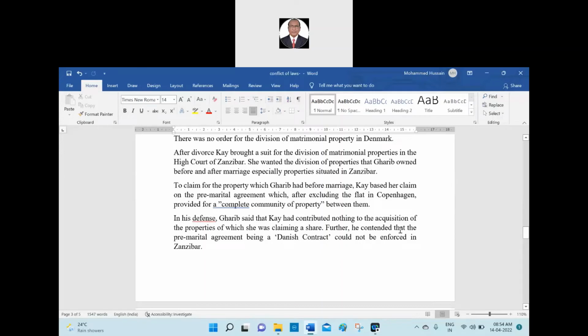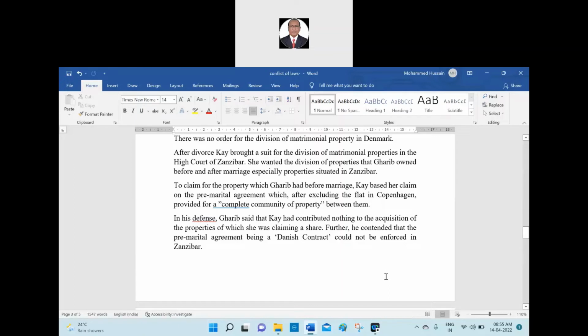After the divorce, a suit was brought for the division of matrimonial properties in the High Court of Zanzibar. Who brought it? K. Mlinga brought it, and she is from mainland Tanzania. She wanted the division of property that Gharib owned before and after marriage, especially property situated in Zanzibar.